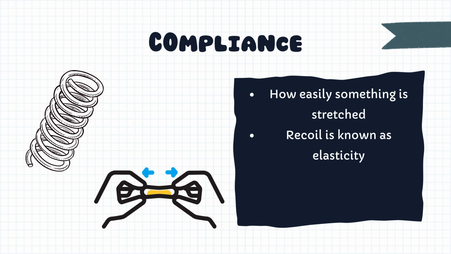Compliance is how easily the lungs expand. High compliance means the lungs stretch easily, like in emphysema, but they don't recoil well. Low compliance means stiff lungs, like in pulmonary fibrosis or ARDS. Mathematically, compliance is the change in volume over change in pressure. Lungs and chest wall both contribute to total compliance.